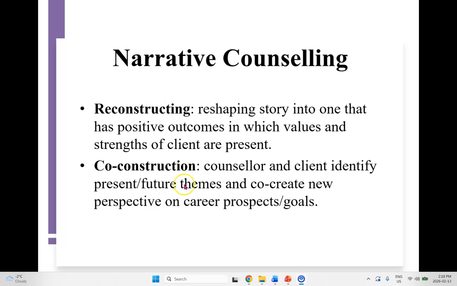So that moves us into co-construction, where the counselor, the CDP, and the client identify present and future themes and co-create a new perspective on their career prospects and goals. So this is very similar to anything that you're doing with the client in terms of, for example, working them through that common assessment model. You'll see some similarities to the steps and the things that you're focusing on as you work through that process.